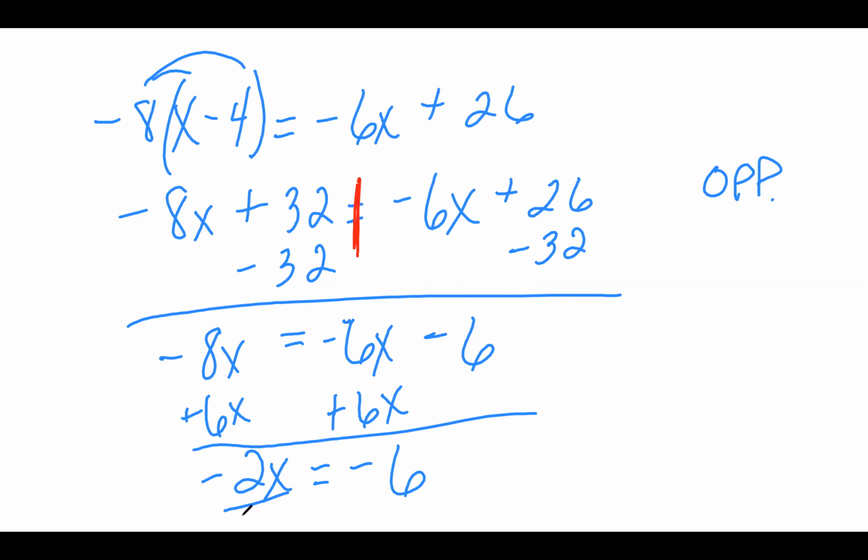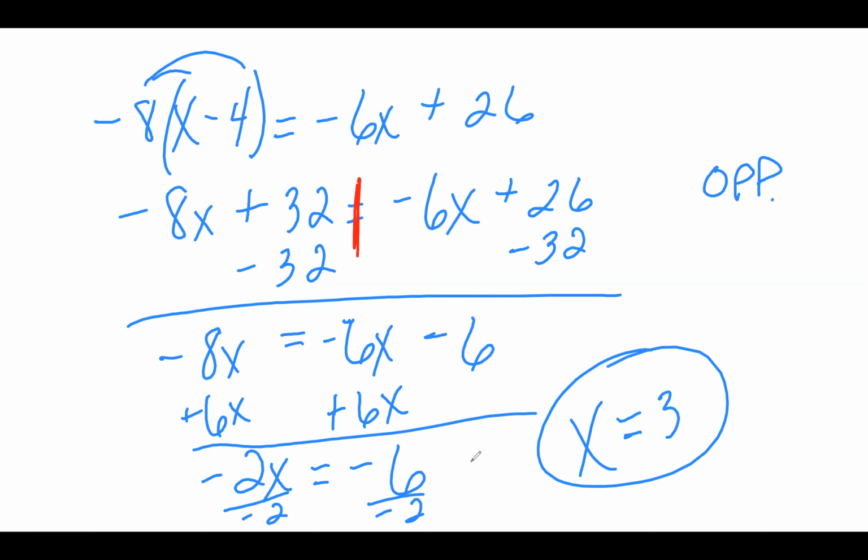And my last step here is going to be divide by negative 2 on both sides. And so I got two negative signs. So x equals 3. Okay?